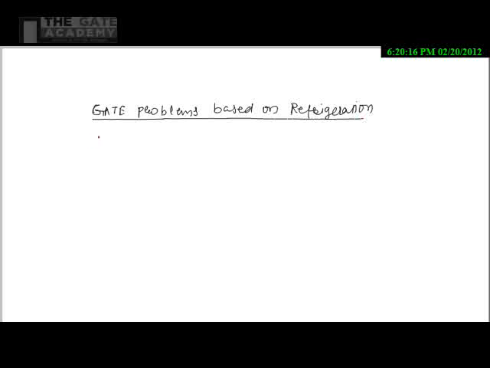Now let's take a problem based on GATE examinations. So now I am taking the problem which is asked in a GATE examination and based on refrigeration. So we will discuss GATE problems based on refrigeration.